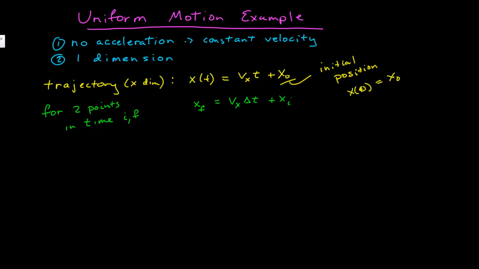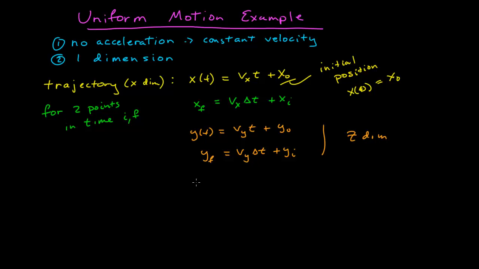What happens if you're in the y-axis? Well, then you might write y of t is equal to v sub y t plus y naught. Or for 2 points in time, you could have y sub f equal to v sub y delta t plus y initial. And then, of course, you could have the same thing for the z dimension. You can call those dimensions by different letters, which would get you more equations.